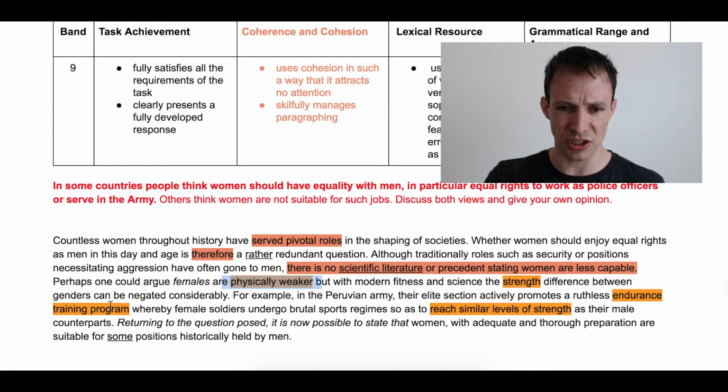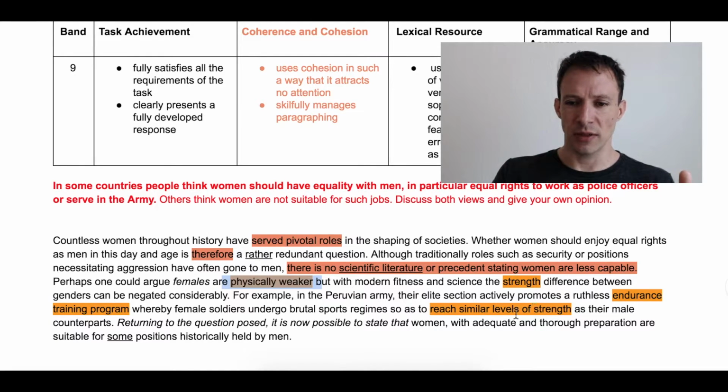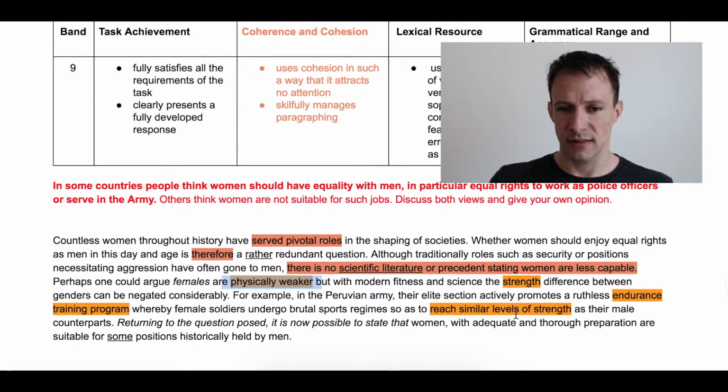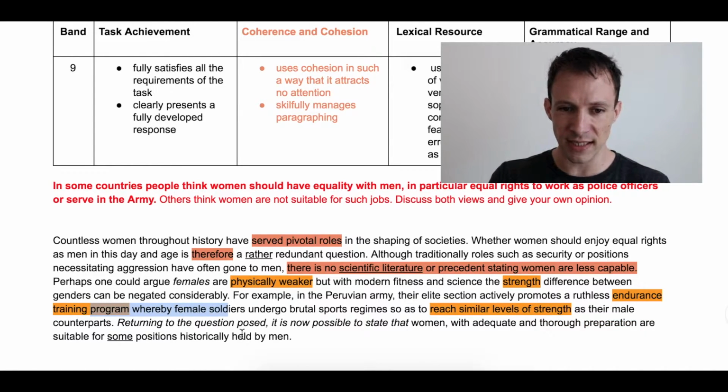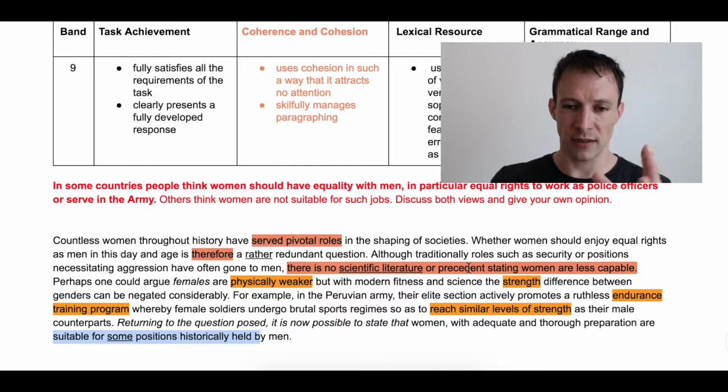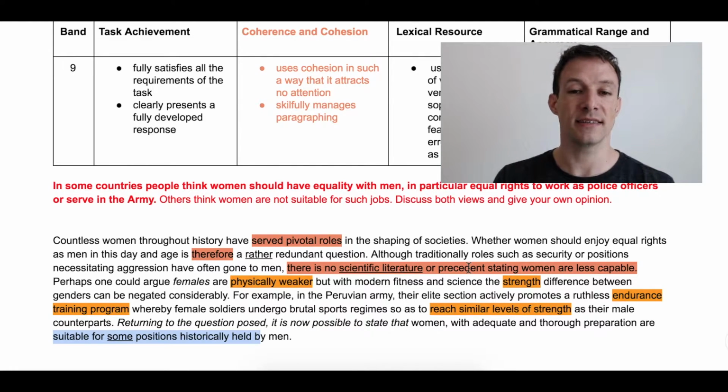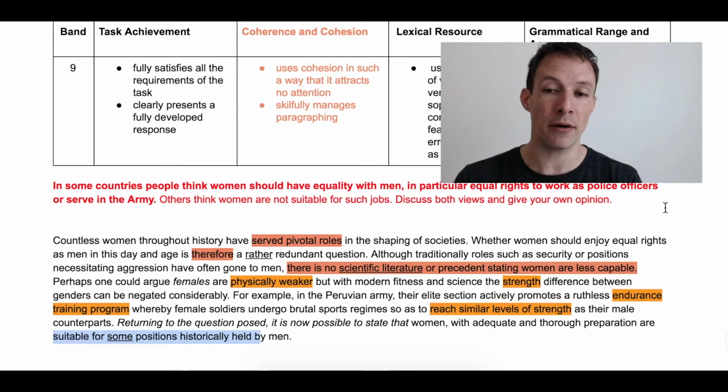I think I changed that to regime later. But anyway, I know it's there. So anyway, and then I'm going back to strength. So hopefully you'll be able to see here that there is a thread running through it, and it all keeps it together. Okay, and then at the end here, I'm talking about thorough preparation, which is what I'm talking about here, and then suitable for some positions, which is what I talked about at the beginning. So you can see that it all ties in together to make a very coherent paragraph.